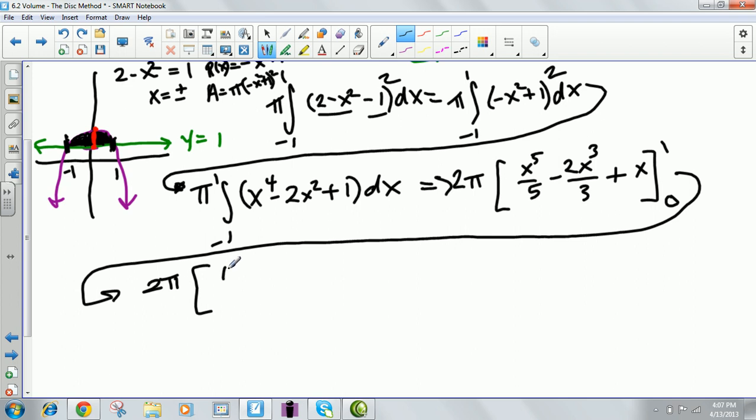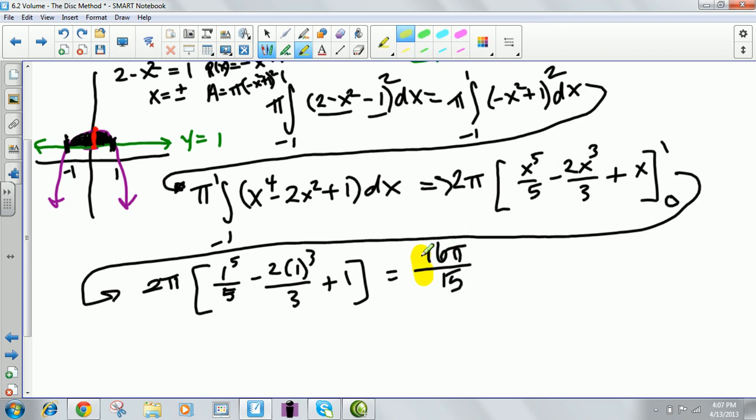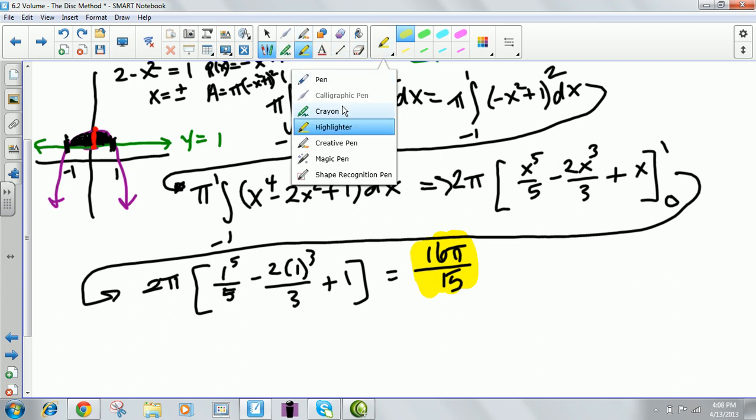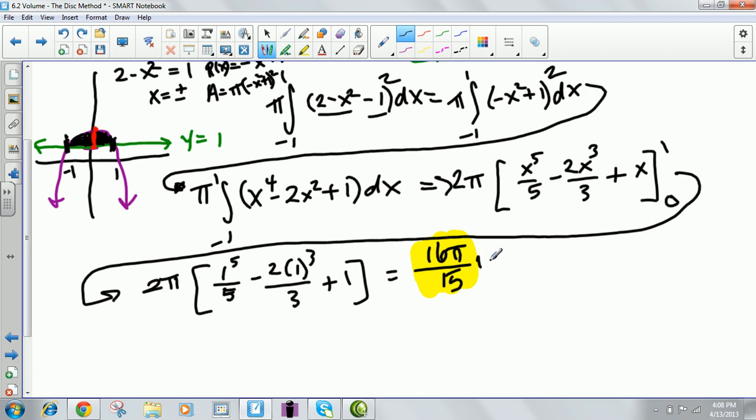So then you would have 1 to the 5th over 5 minus 2 times 1 to the 3rd over 3 plus 1. And then when you simplify all of this, get common denominators of 15, then multiply the 2 pi in, go ahead and work it out yourself just for practice, but you end up with 16 pi over 15. And then that gives you the volume. So if this were an application problem, make sure you would label this. So it'd be units cubed.